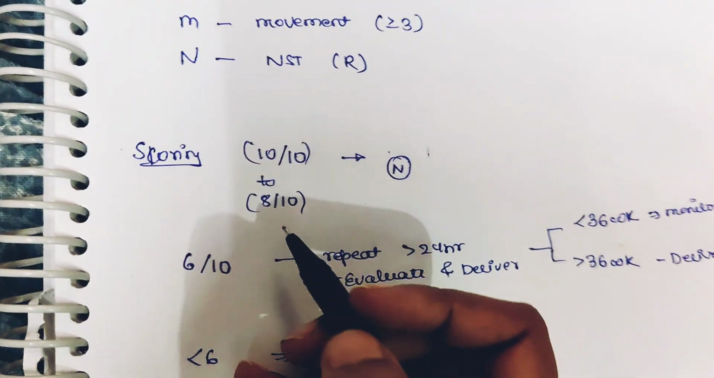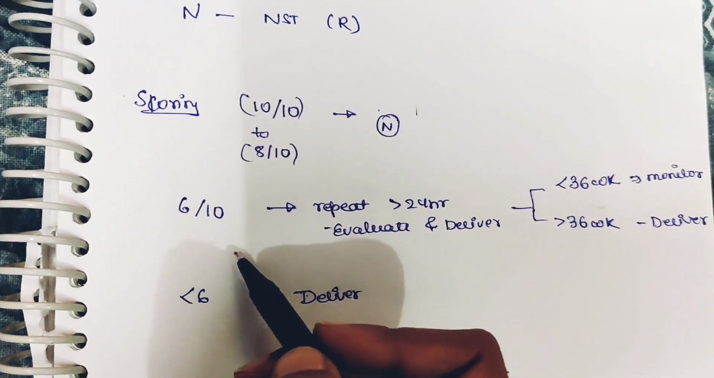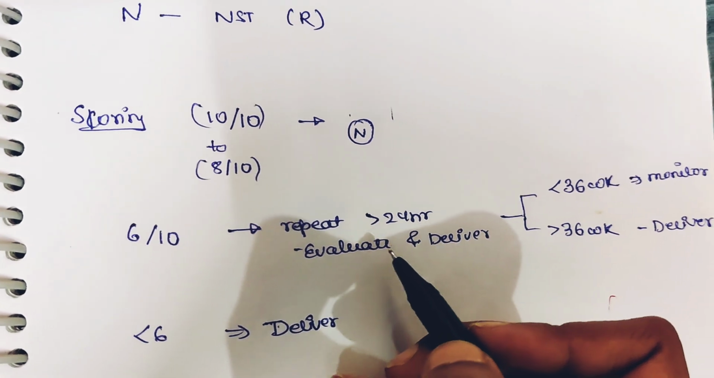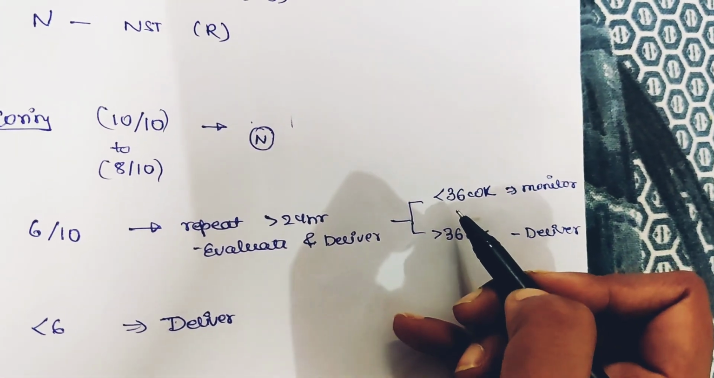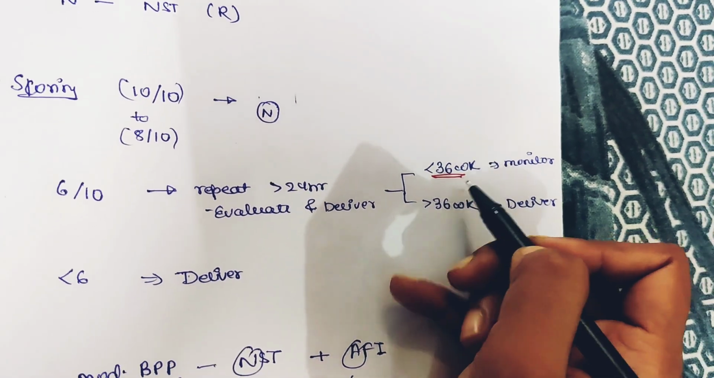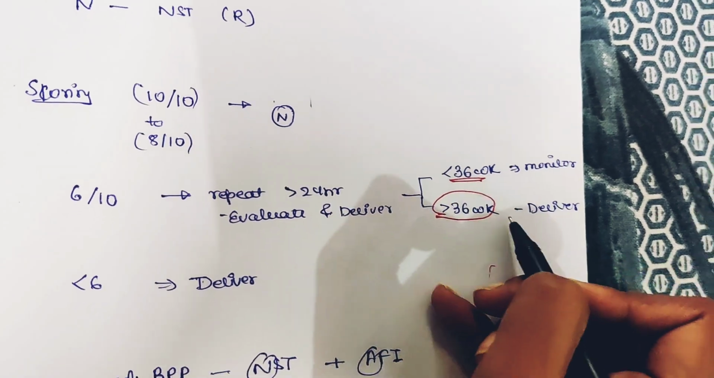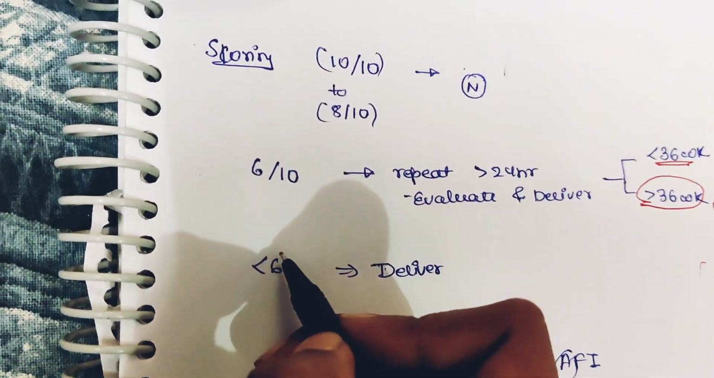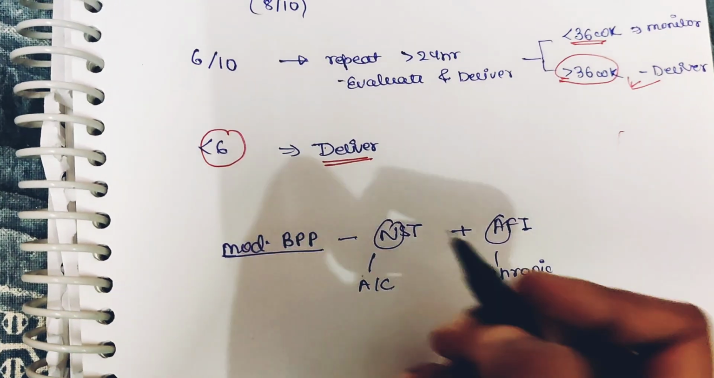If the score is 8 to 10, we say it is normal and we will follow up. If the score is 6, we repeat after 12 to 24 hours, we evaluate and deliver. If the fetus is less than 36 weeks, we monitor till term and deliver accordingly. If the baby is more than 36 weeks, we deliver the baby. If the score is less than 6, we deliver the baby irrespective of gestational age.